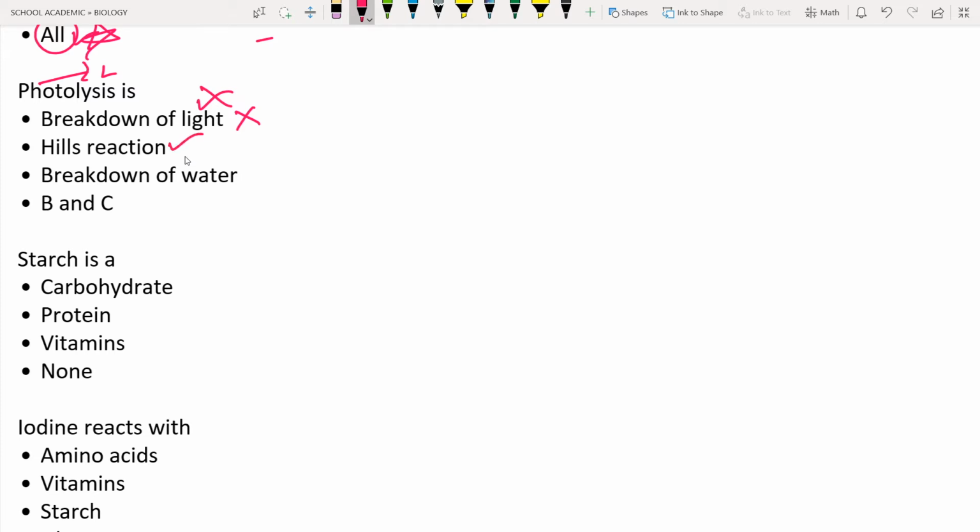Next, the Hill's reaction. Yes, the Hill's reaction is also known as photolysis. And next, breakdown of water molecule. Yes, it is also correct. And the fourth option is saying B and C, that the second option is correct and the third option is correct. So you can go for the fourth option, that is B and C. This is the correct answer and correct option.